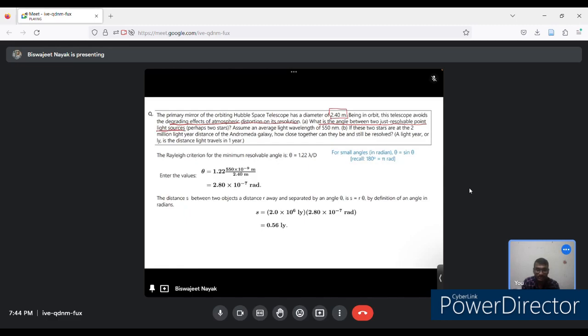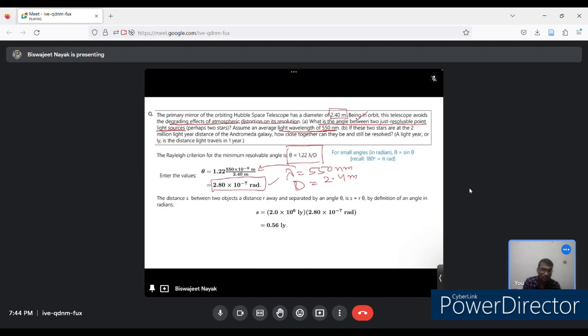So again, just resolving, so we'll directly use the Rayleigh criterion: theta equals 1.22 lambda by d. Here our light wavelength is taken as 550 nanometer, so we'll put lambda as 550 nanometer, and the diameter of the lens which is used is 2.4 meter. So you plug it in, you will find the resolvable angle will be around 2.8 times 10 to the minus 7 radian.